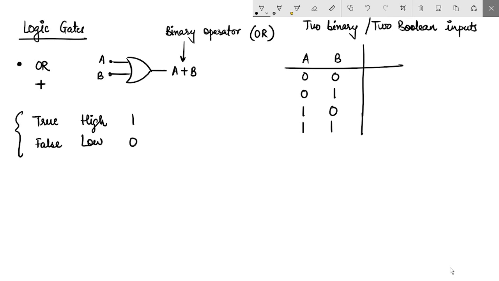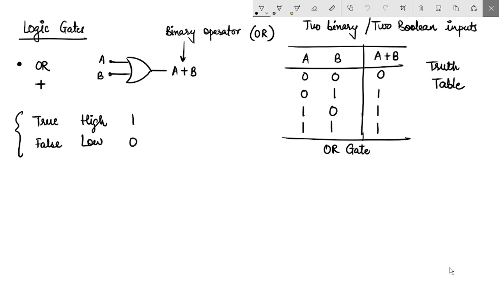In such a case, what would be the output for A or B? When both are 0, it is 0. When any one of them is 1, it is 1. So A or B will give us a 0 output only when both the inputs are 0. Otherwise, even if one of the inputs is 1, the output will be a 1. So this is how the truth table for an OR gate looks. This is OR.